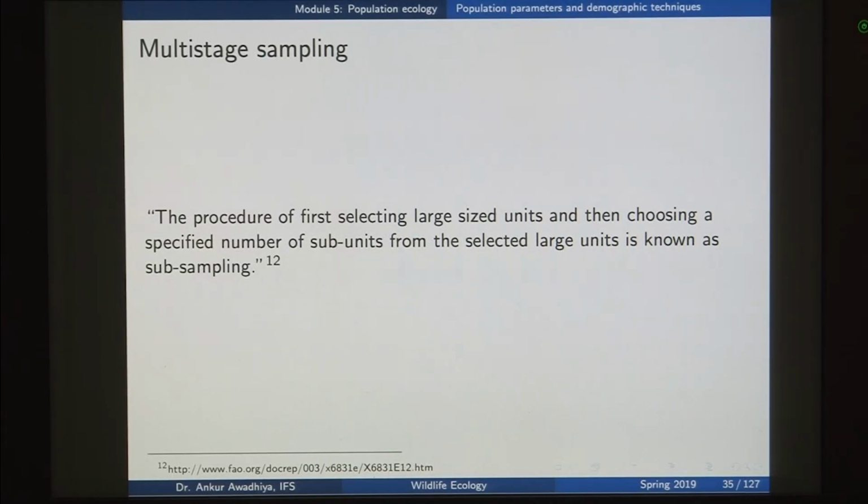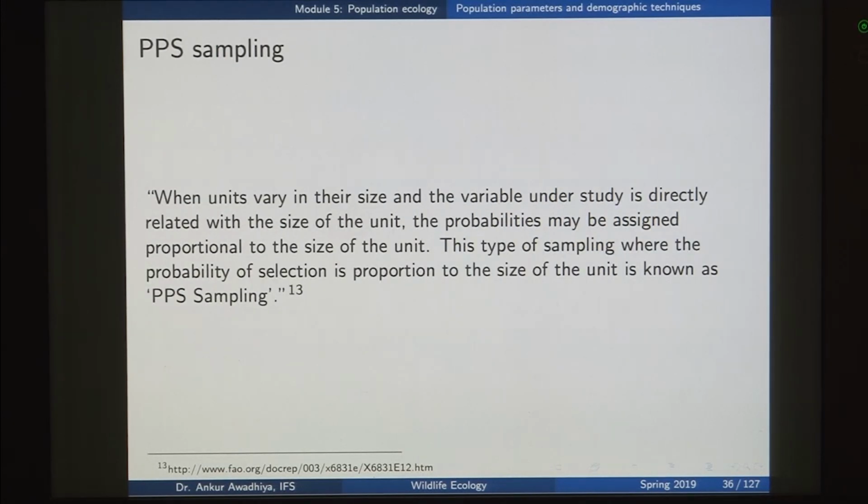So, you are first selecting large size samples and then selecting smaller size samples from each of these large size samples. And the fifth one is probability proportional to size sampling, or PPS sampling. When units vary in their size and the variable under study is directly related to the size of the unit, the probabilities may be assigned proportional to the size of the unit. This type of sampling, where the probability of selection is proportional to the size of the unit, is known as PPS sampling.